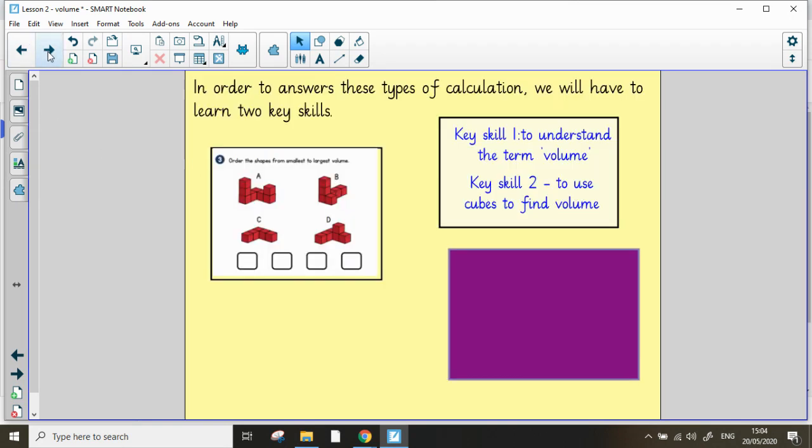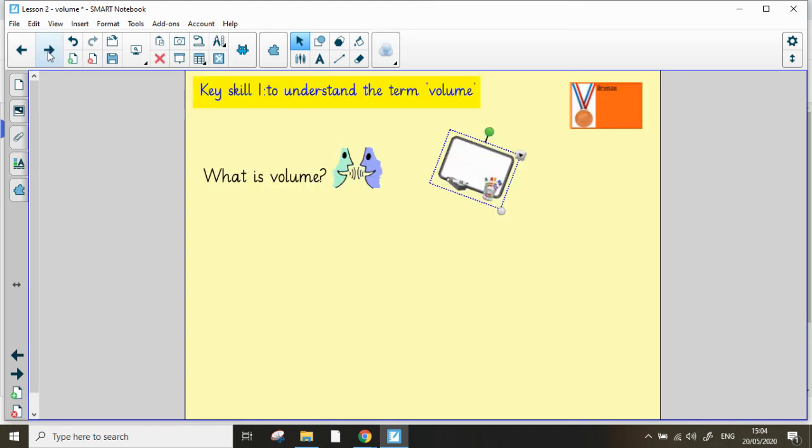In order to be able to do this, we need to learn two key skills. First of all, we need to understand the term volume. And secondly, we need to be able to use cubes to help us to calculate the volume of an object. So, what is volume? On a piece of paper, or on a whiteboard if you have one, jot down some ideas that you might have as to what volume is. When you're ready, carry on with the video and see my explanation.